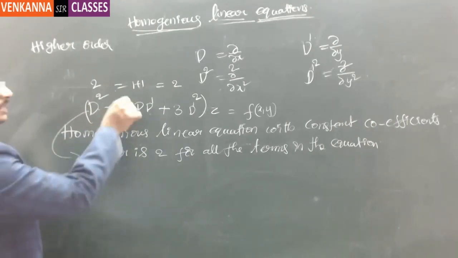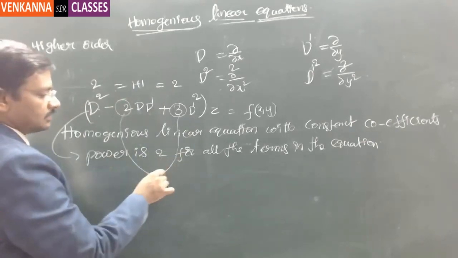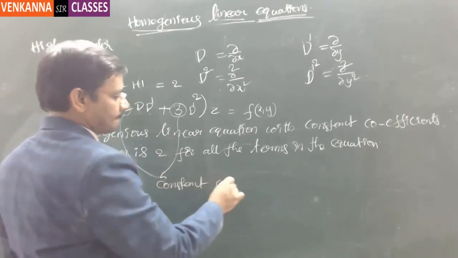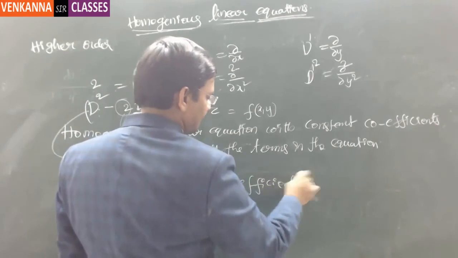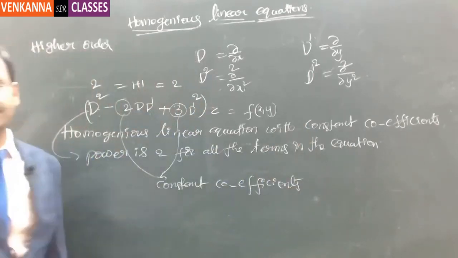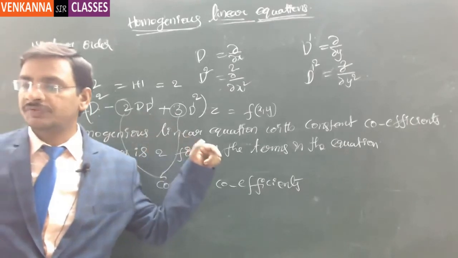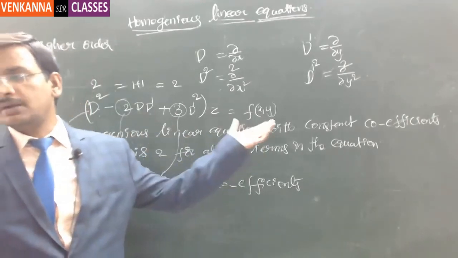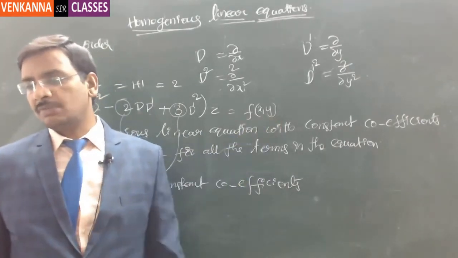Now these have to be only constant coefficients. So if there are any x or y involved, then we say variable coefficients. That is out of syllabus for us. Got it? And the right side part can be any function of x comma y comma z. Usually it is a function of x comma y.